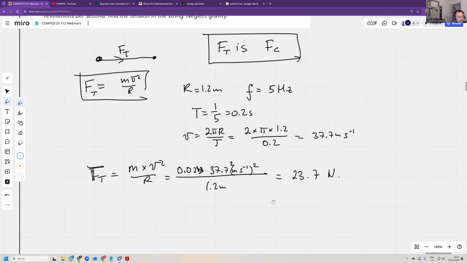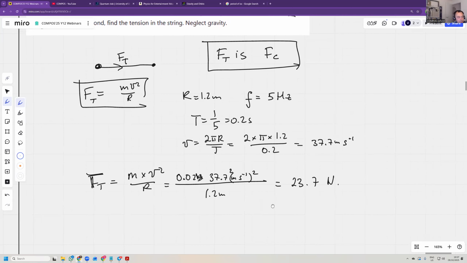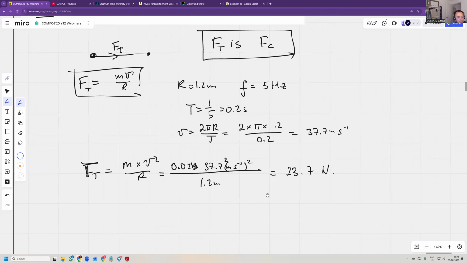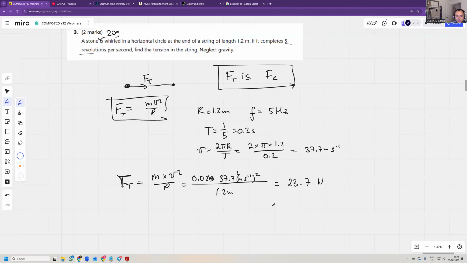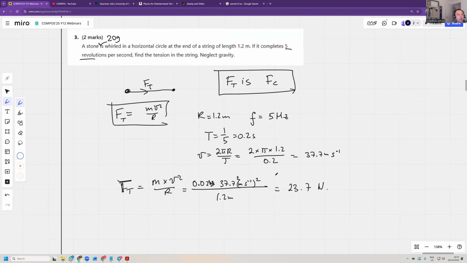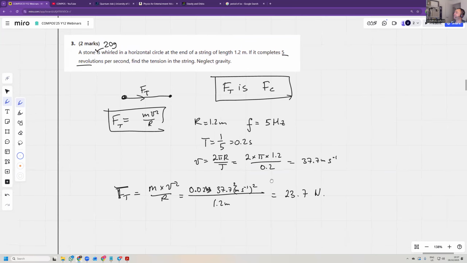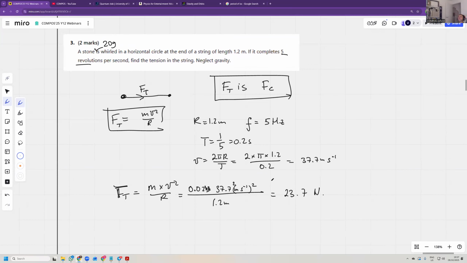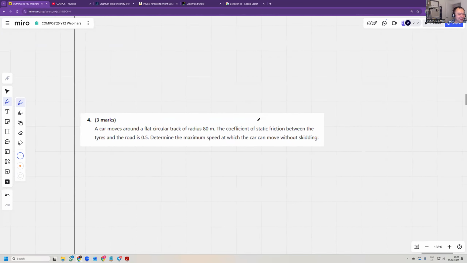Well, that's quite a large force. Well, it has to be because the speed is really big, right? 37 meters a second. A car on the motorway is about 25 meters a second, so it's a really fast stone.